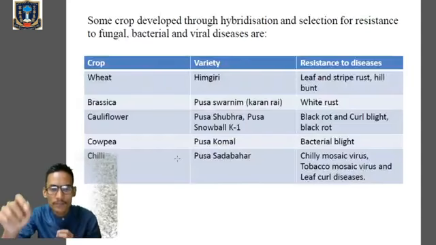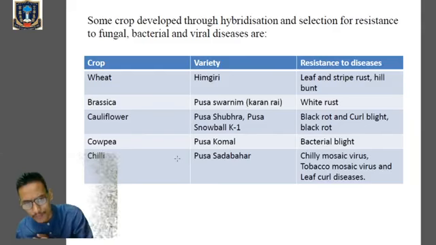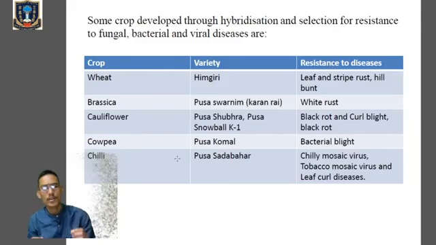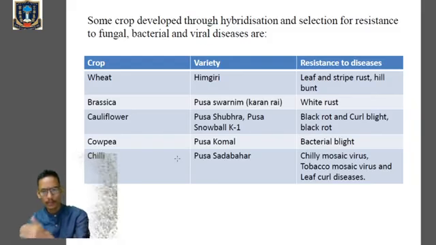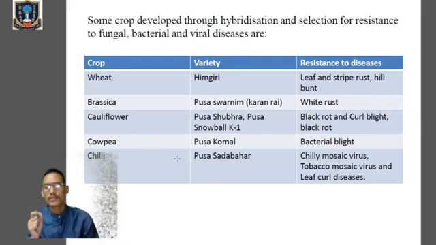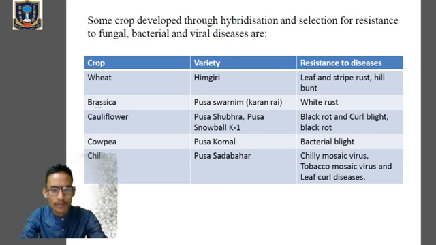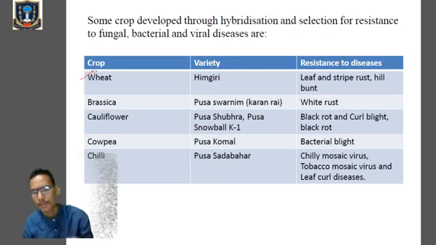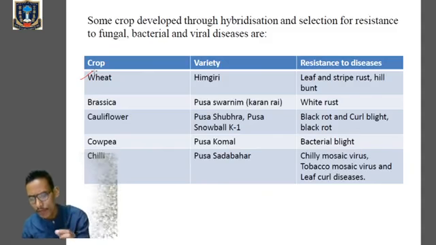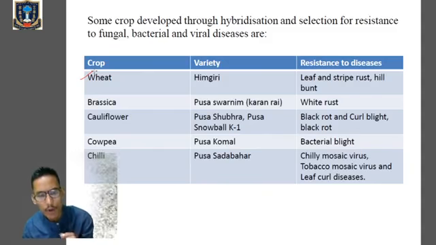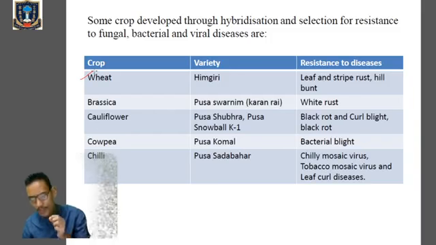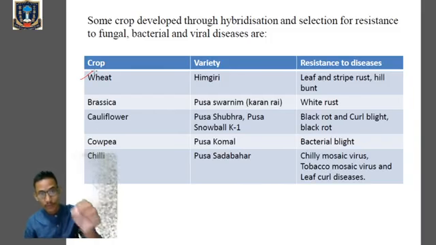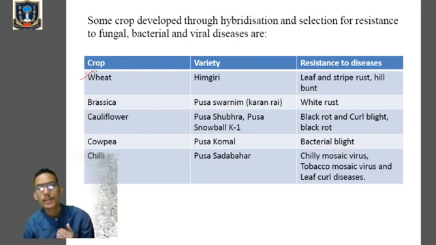Okay, so let's see the different types of disease resistant crops which are developed by this conventional breeding technique. This is very important. Clear? You have to remember the name of the crop, the variety, and resistance to diseases. So the first one is the crop wheat. It's on page number 515, table number 9.1. Go through it. All right. So the first crop is wheat. The variety is Himgiri.